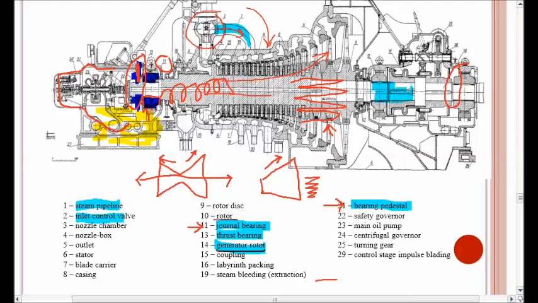This part is the generator rotor and the coupling device between the generator and the rotor of the steam turbine. Steam bleeding or extractions are these pipelines, at an intermediate part in a turbine from which the steam is extracted so that it can be moved to an intermediate turbine or to a low pressure turbine.